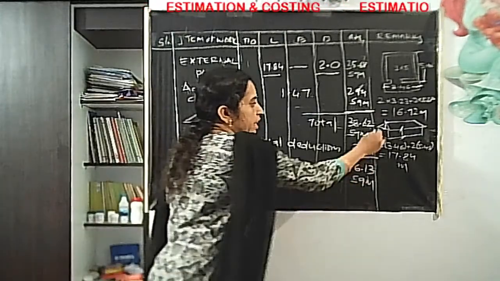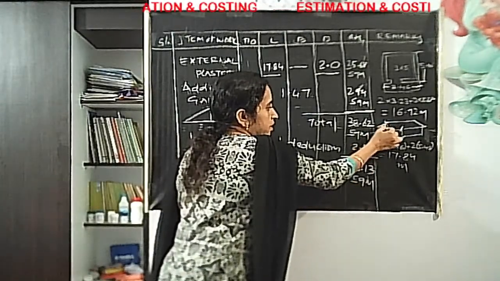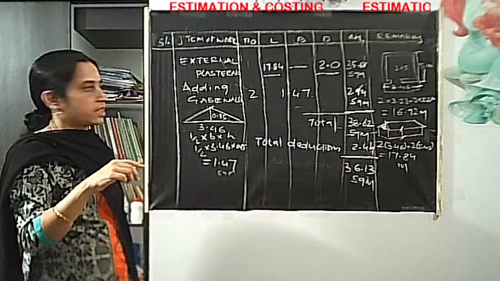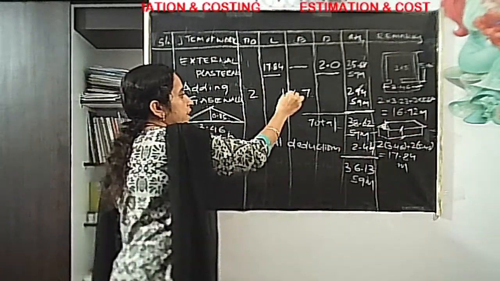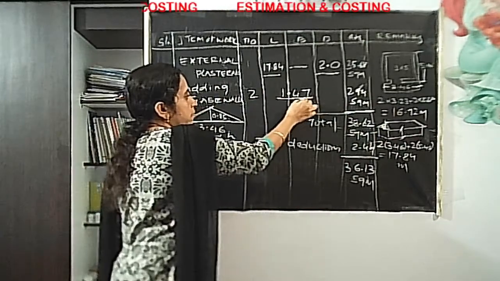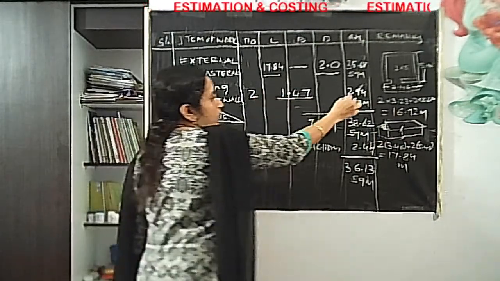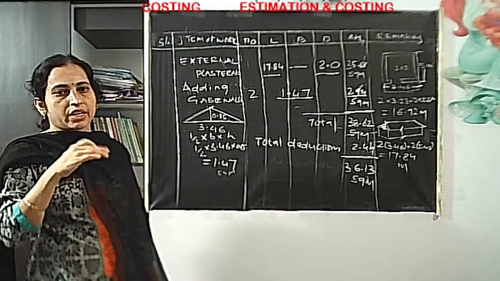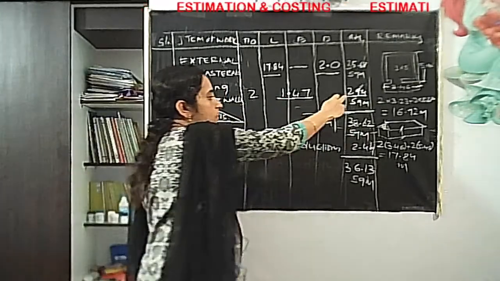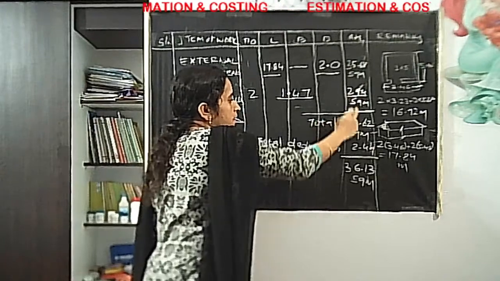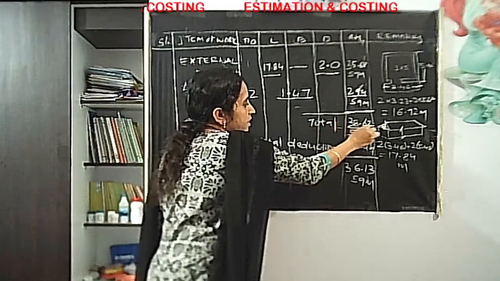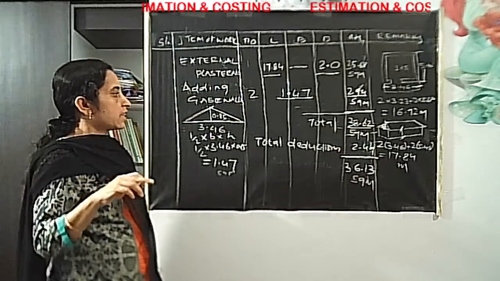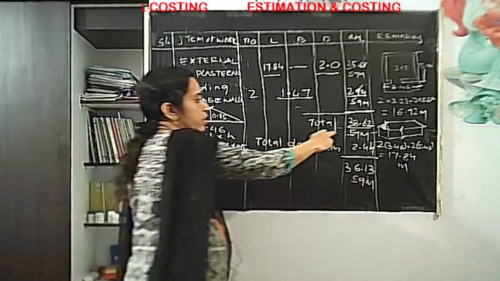This portion we had not added up, this and one more at the back. So, we have to add up the plastering of that. The area of the triangle is 1.47 multiplied by 2, that is equal to 2.94. So, total gable walls in the front and back together is 2.94. After adding up, you are getting it as 38.62. Total plastering including the gable walls is 38.62.